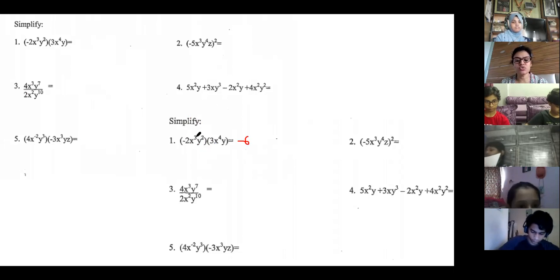Then x raised to 3 into x raised to 4. What will you do to the powers? We will add the powers. Yes.